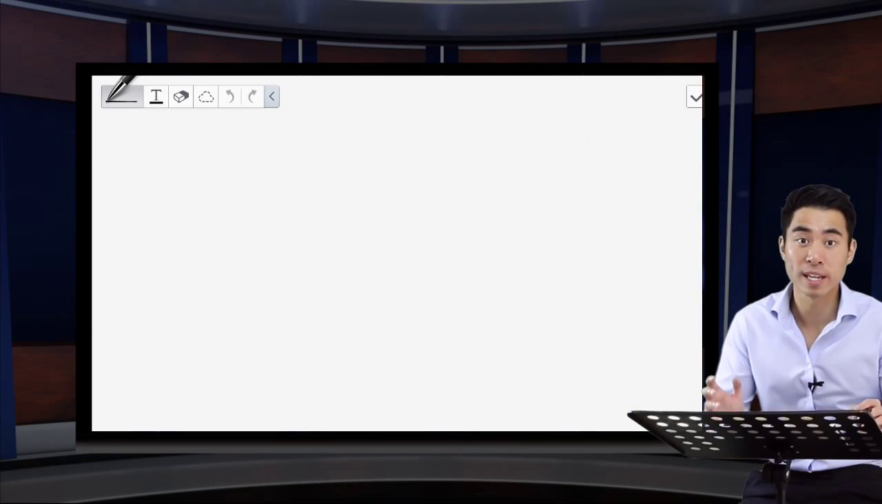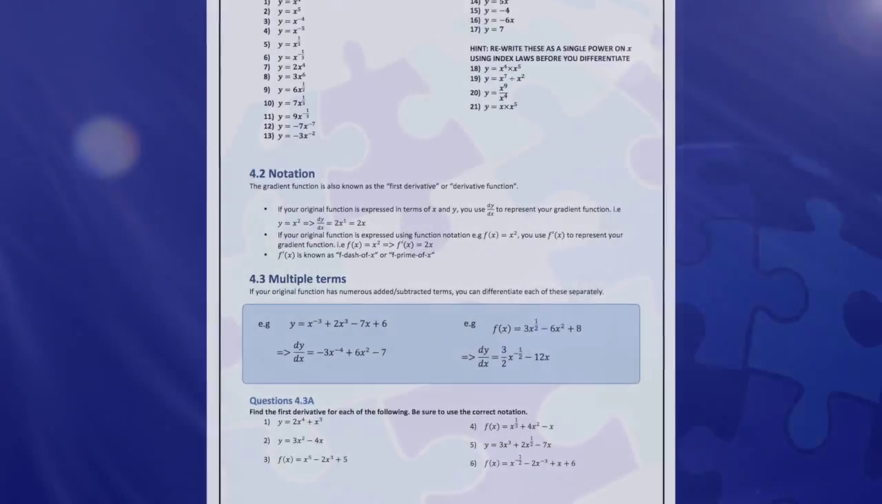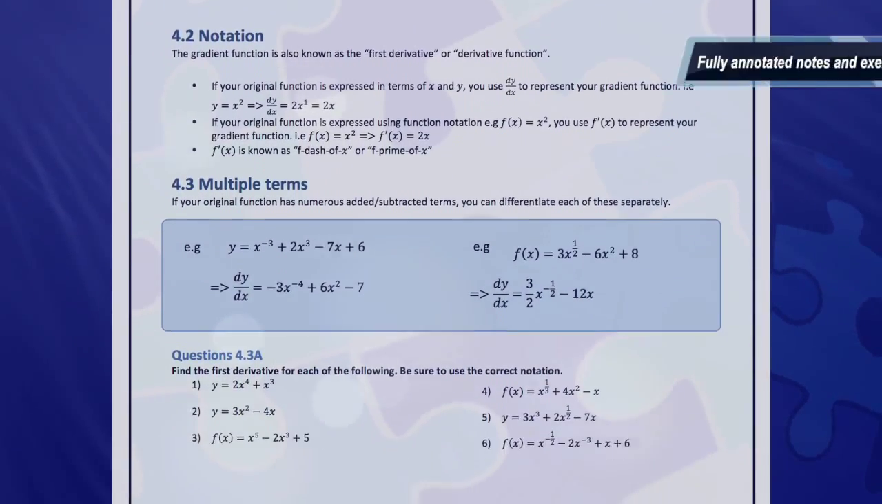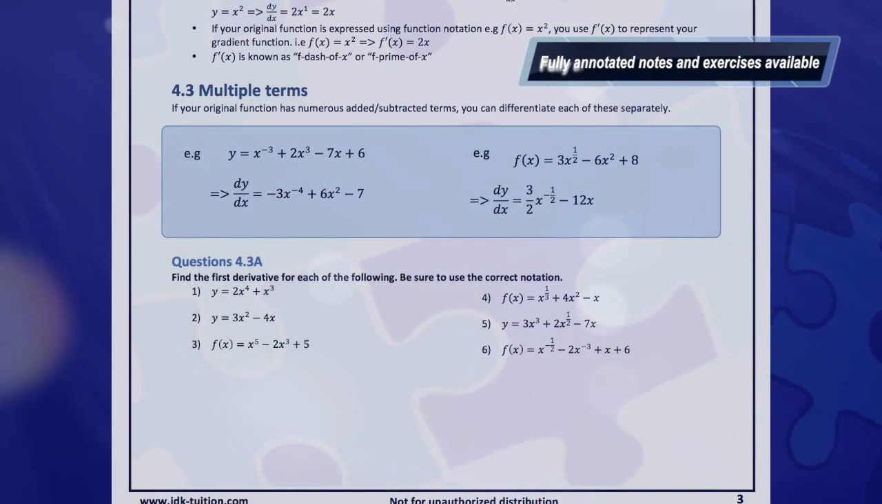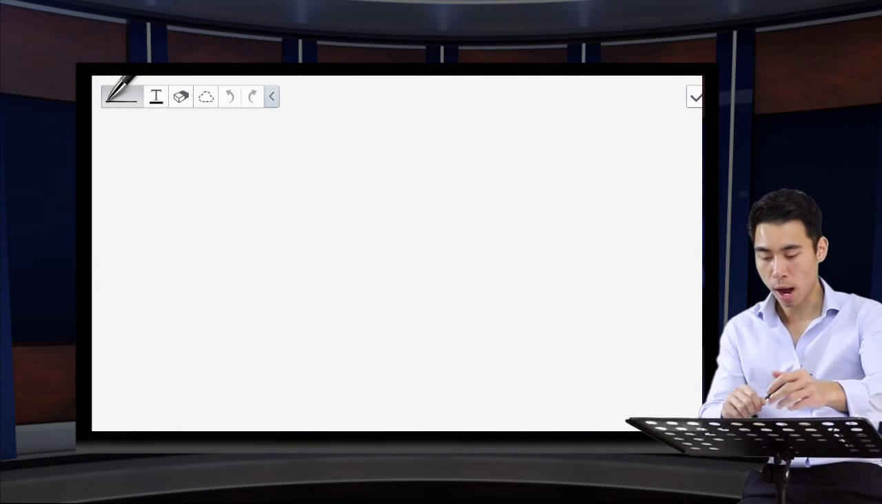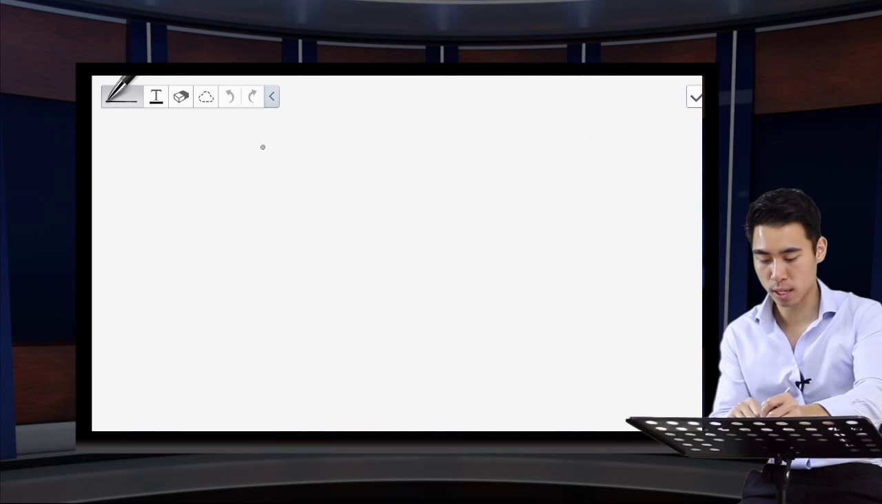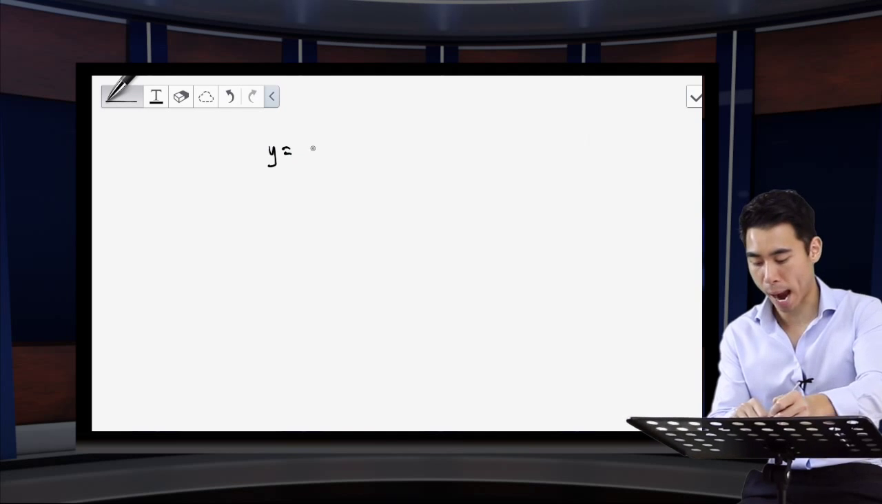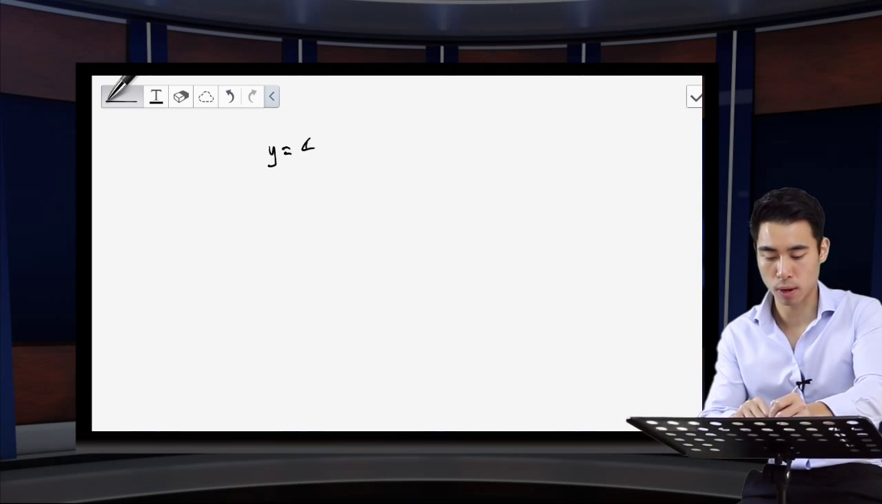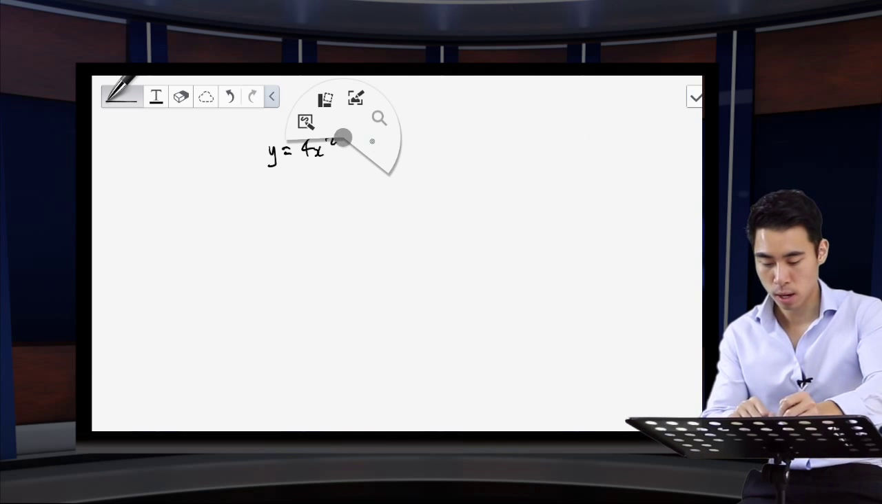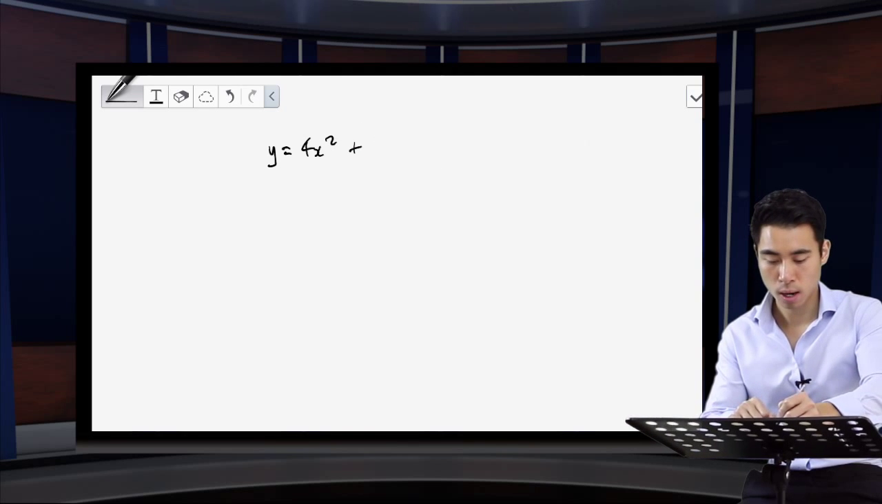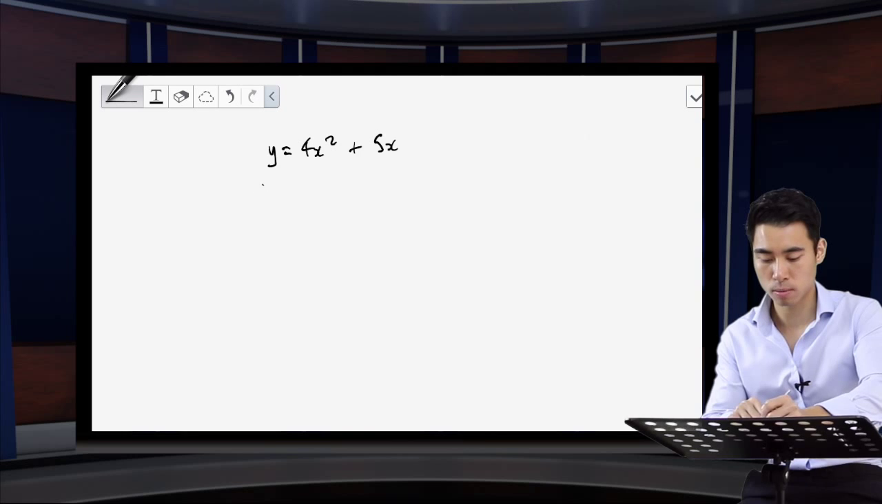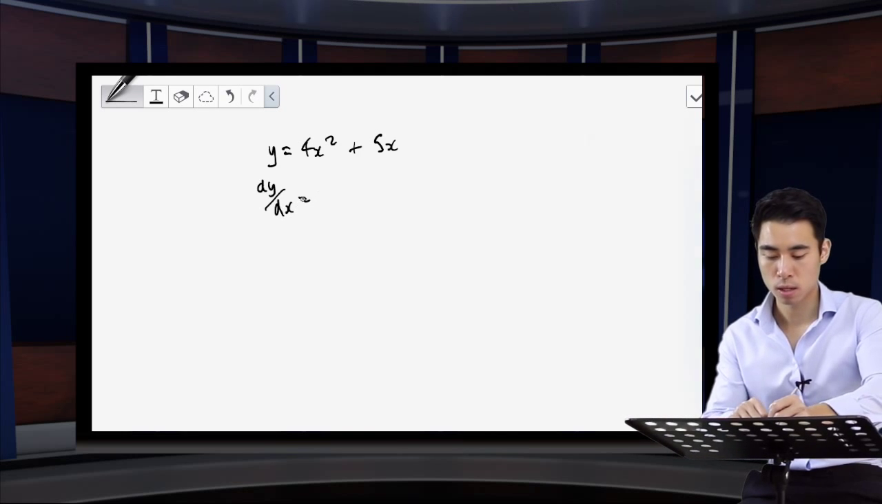So before moving on to the next section of this video, I strongly recommend that you practice your basic rules. Remember, there's 2 steps. Essentially, you're going to move your power in front, and then you're going to decrease your power by 1 when you're differentiating. What we're going to look at now is the case when you have multiple terms added or subtracted together. So here, if I have y equals 4x squared plus 5x, and I want to work out my gradient function, my dy by dx, all you're going to do is differentiate each of these separate terms in turn.